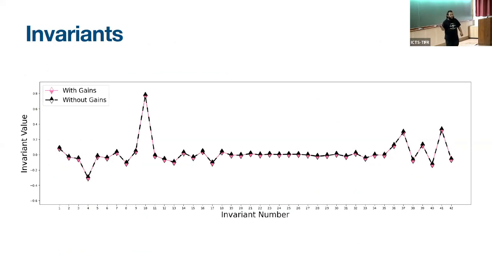For a 5-antenna array, I have 41 invariants. I have plotted 42 here because they're all scaled out, so they're total 42 in number here. And you can see that with gains and without gains, the invariants are actually matching. So invariants are invariant.